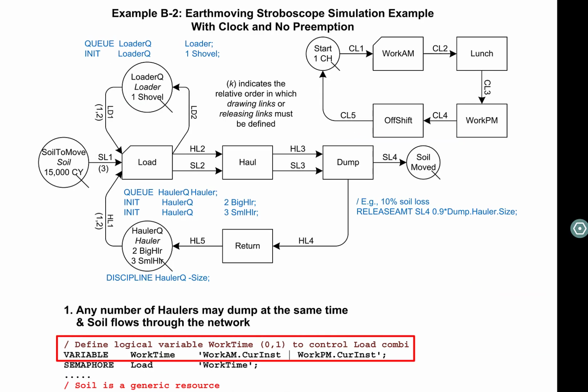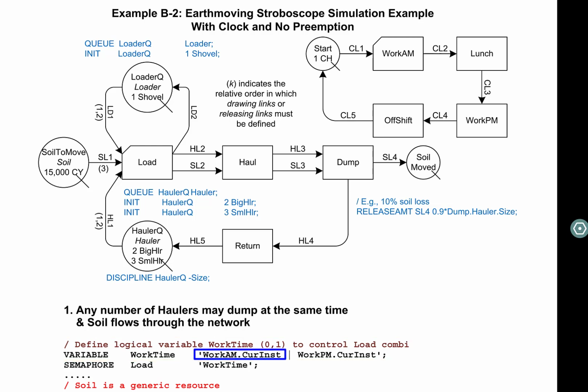To control when activities can actually take place, we define a variable called work time, whose formula is workam.carinst or workpm.carinst. This is a logical formula that returns true if there is an instance of work AM going on, or if there is an instance of work PM going on.